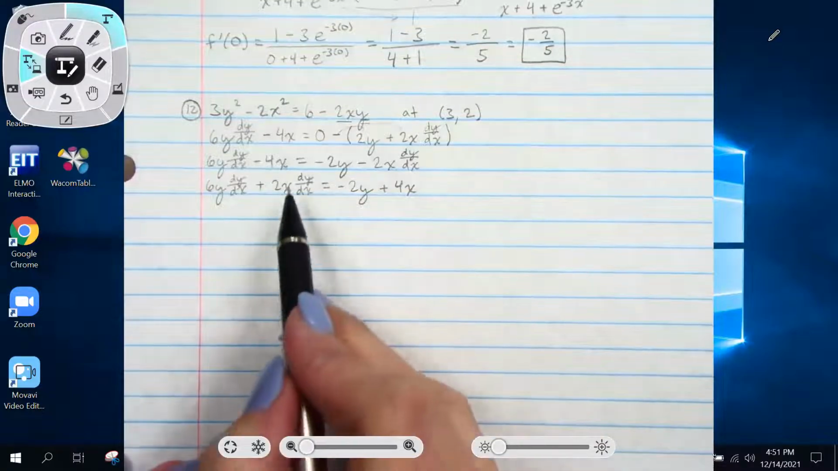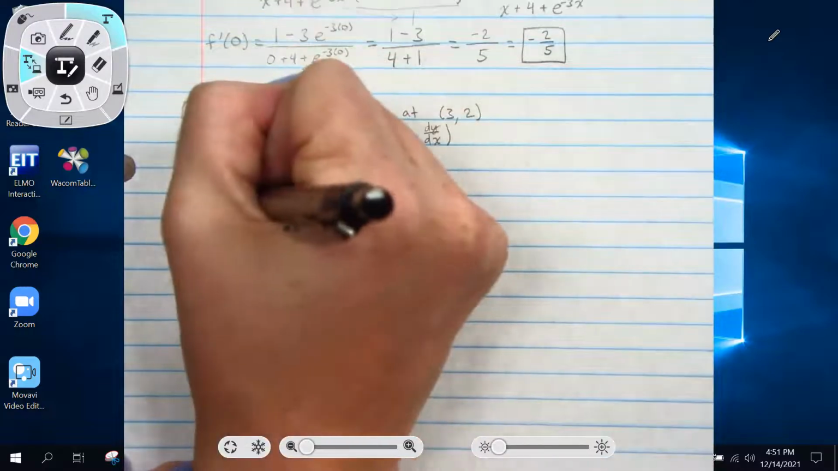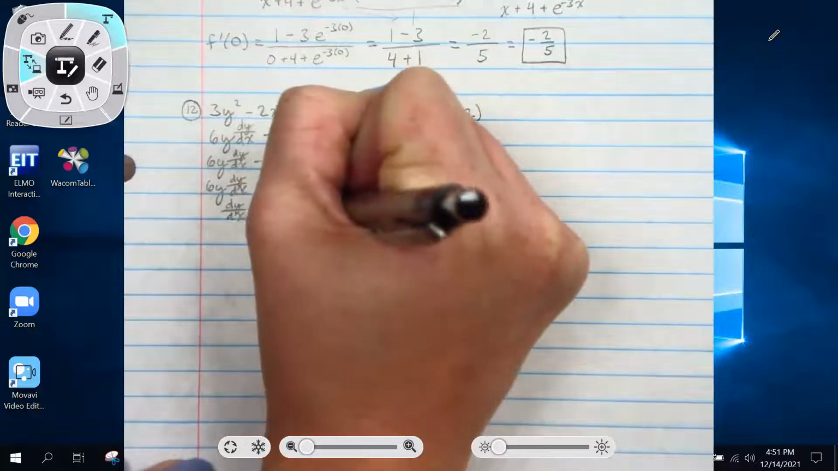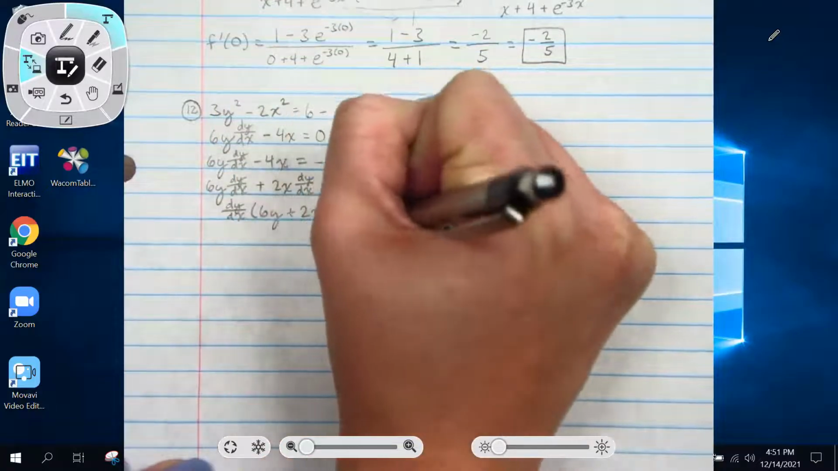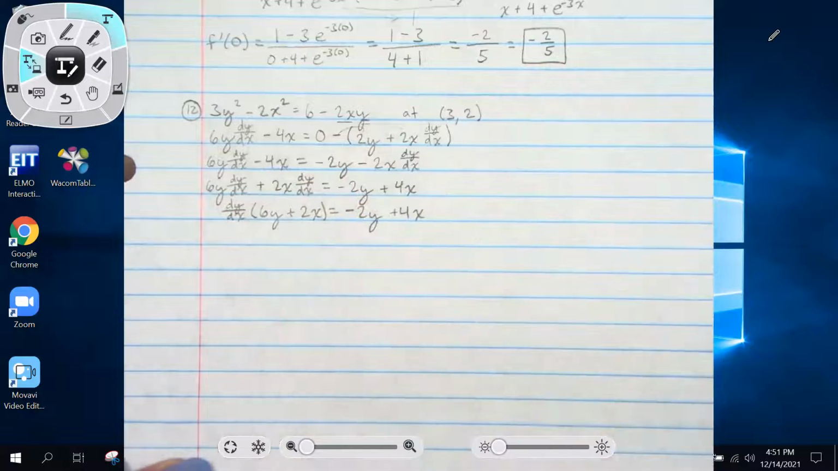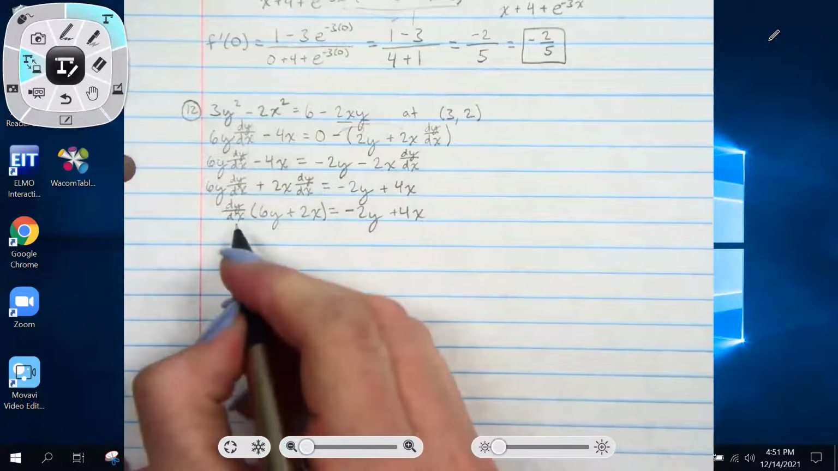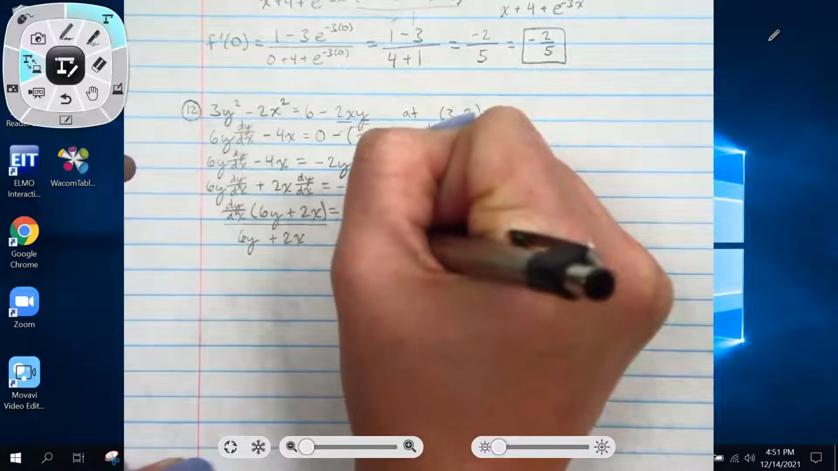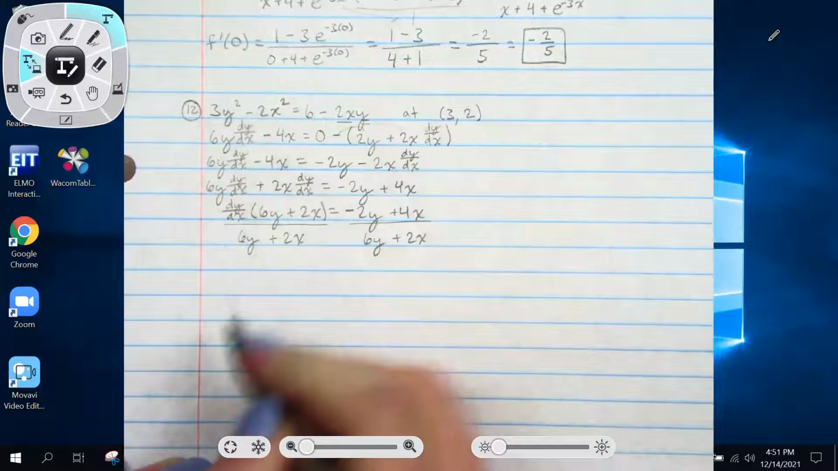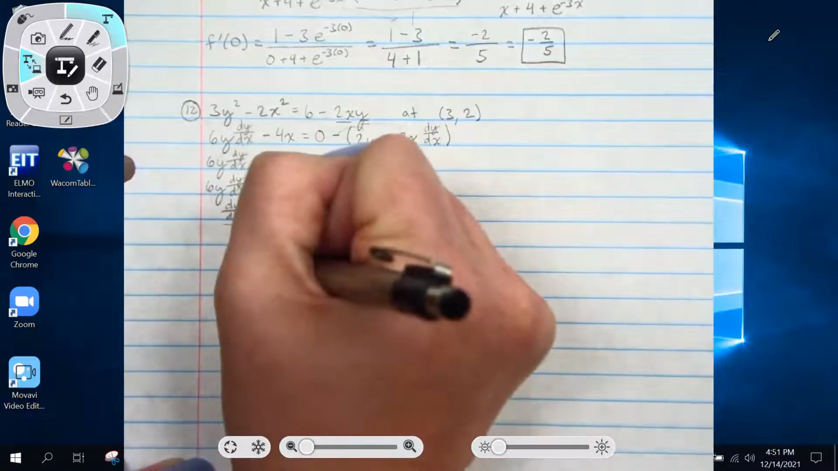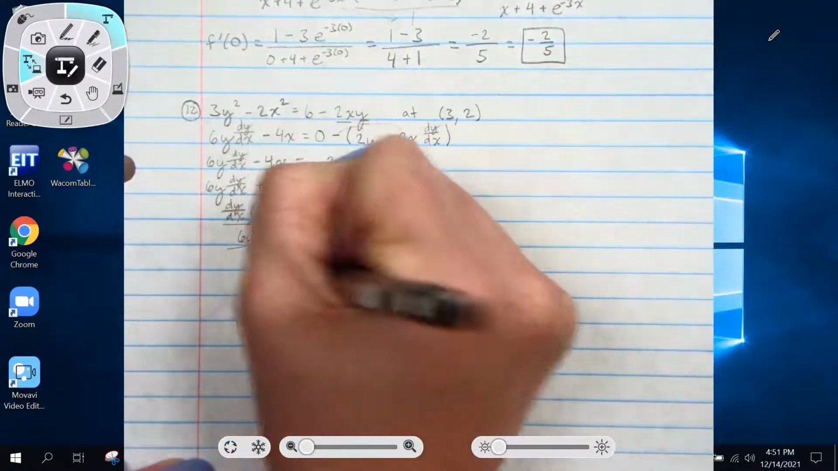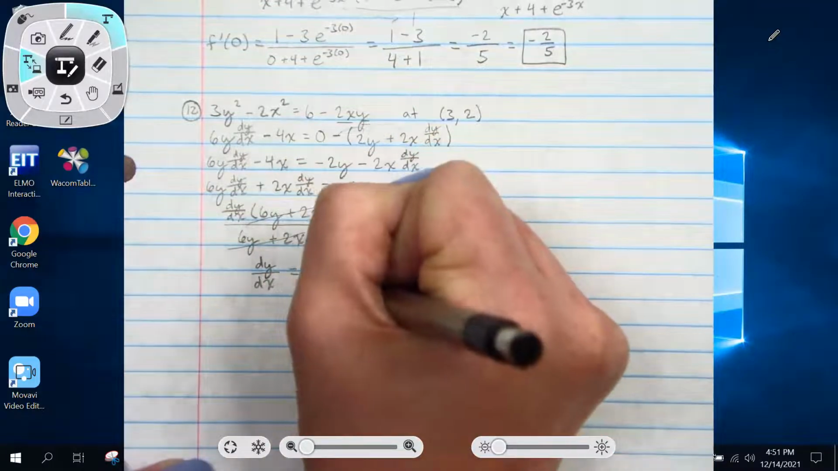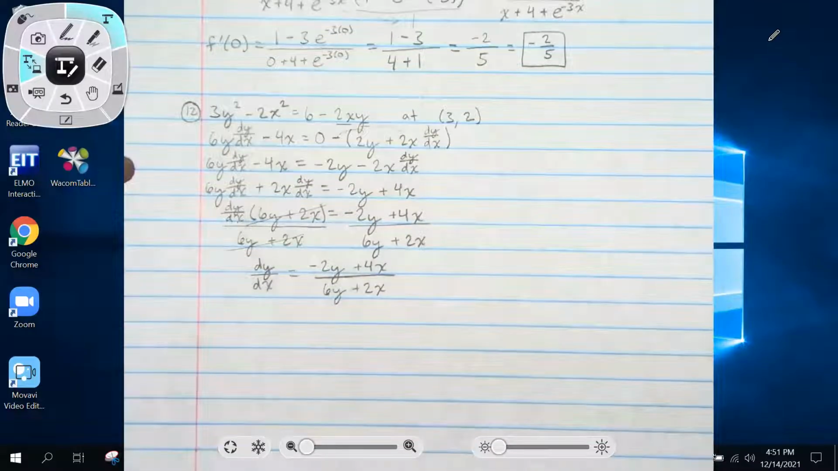Now that everything on the left side has a dy/dx in it, that means we can factor that out. When we factor out dy/dx, we are left with 6y plus 2x. Then the last step to get dy/dx by itself is to divide both sides by 6y plus 2x. So dy/dx equals negative 2y plus 4x over 6y plus 2x.